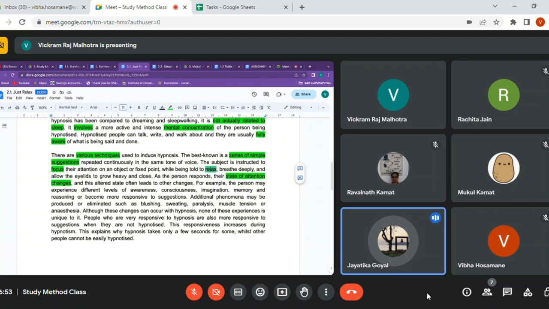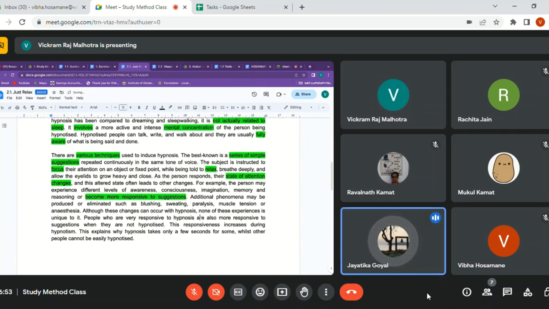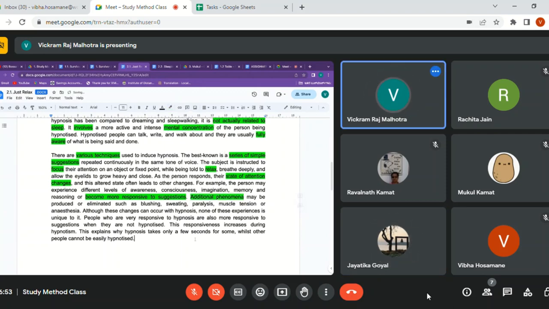For example, the person may experience different levels of awareness, consciousness, imagination, memory, and reasoning, or become more responsive to suggestions. Additional phenomena may be produced or eliminated, such as blushing, sweating, paralysis, muscle tension, or anesthesia. Additional phenomena may be produced. That's it. Good. We'll just put additional phenomena.